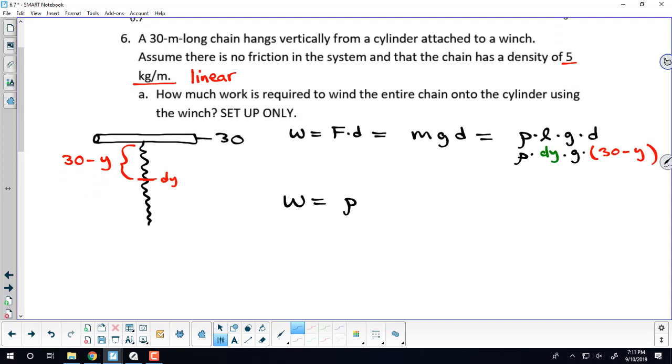We'll have density times gravity integrated from where to where? 0 to 30, yeah. Our cross sections would fill from the bottom of the chain to the top, 0 to 30. 30 minus y, we're viewing that as distance of lift, and dy was the thickness. Linear. Okay. Does that setup make sense? Are there any questions on how we got that?